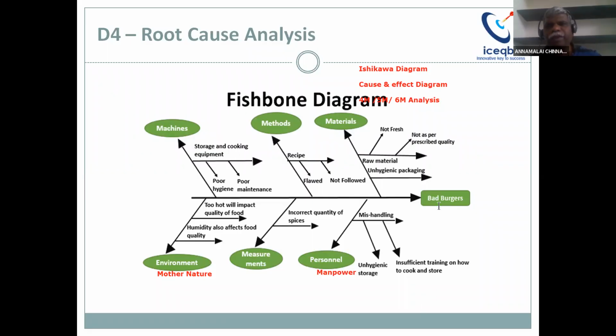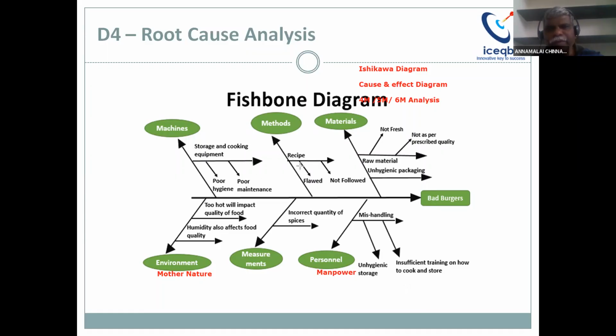So here we want to find out what are the problems for the burgers that have been cooked. So what are the problems? The problem, whatever you are facing, you just put it on the head of the fish, and then try to find out what are the material related issues, what are the method related issues, and then what is the machine related issue, then mother nature, measurements, and the manpower related issues, right? So normally what happens is you just try to identify the root causes, and then say, for example, the recipe is a method related issue.